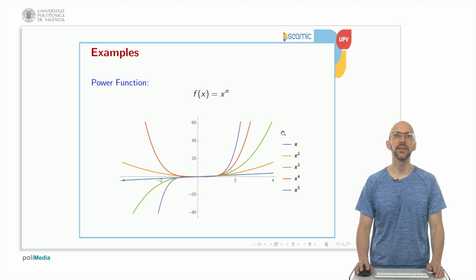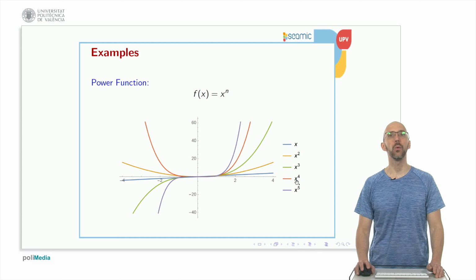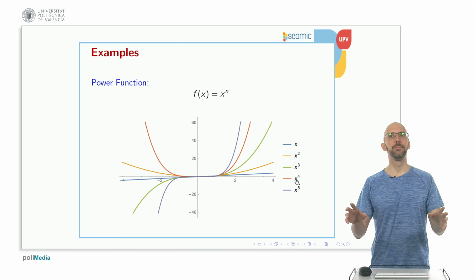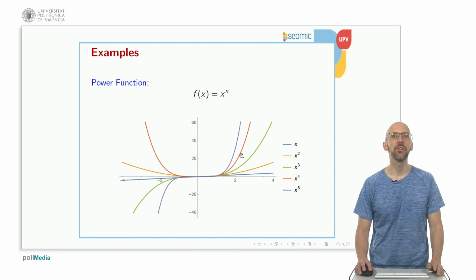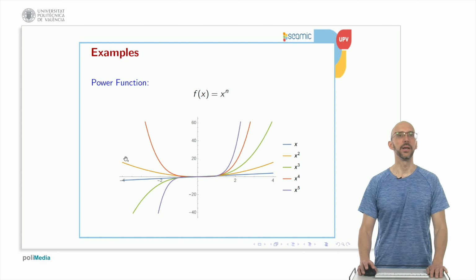X cubed is in green, it's plotted like this. Then x to the 4th power, recall the idea of x squared. Look at this, x to the 4th power is here, and it's very similar to x squared.